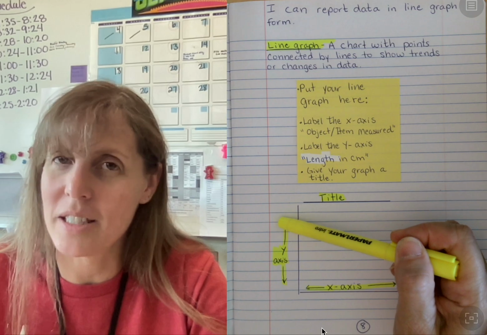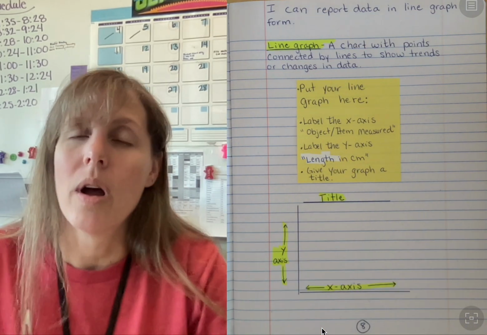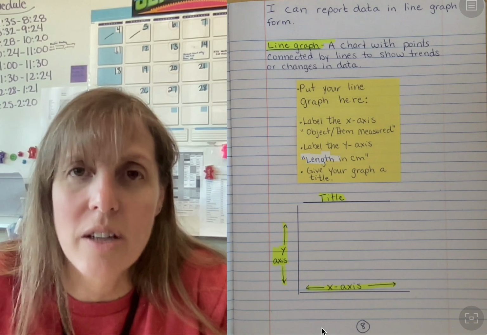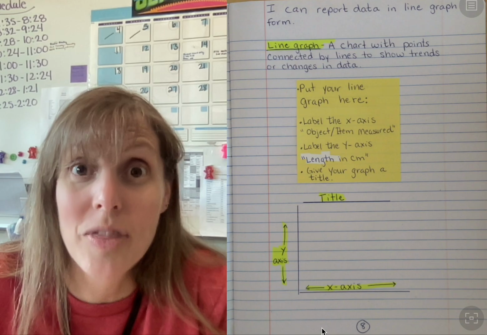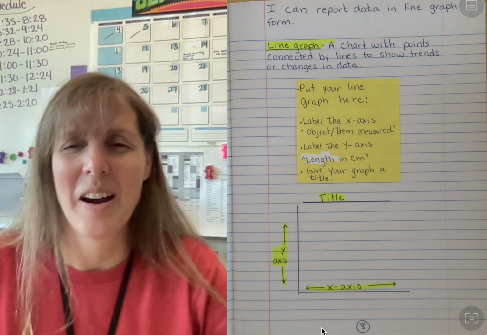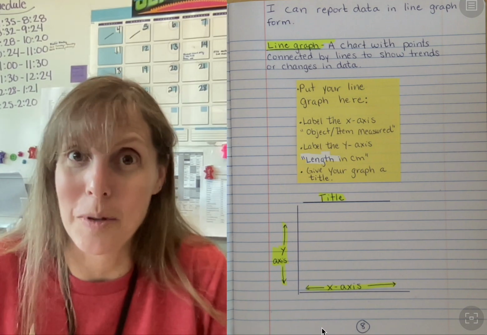And then please give your graph a title and underline it. Oh, here's a clue. The title of the graph is on page 7. It's the same graph with the same data. All right, once you're done with notebook page 7 and 8 today, you are done with your lesson.